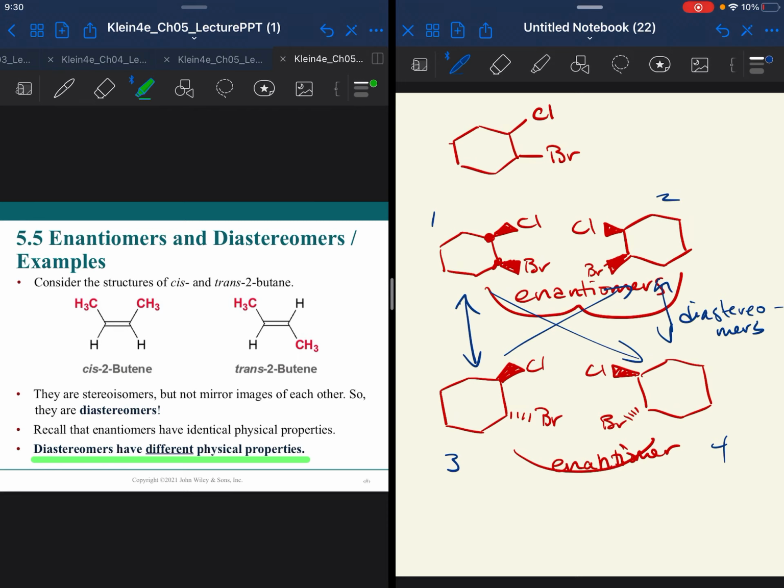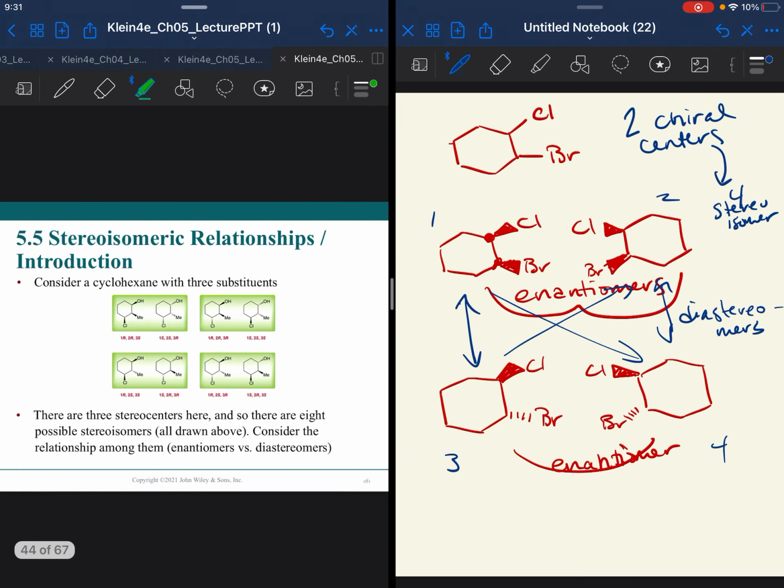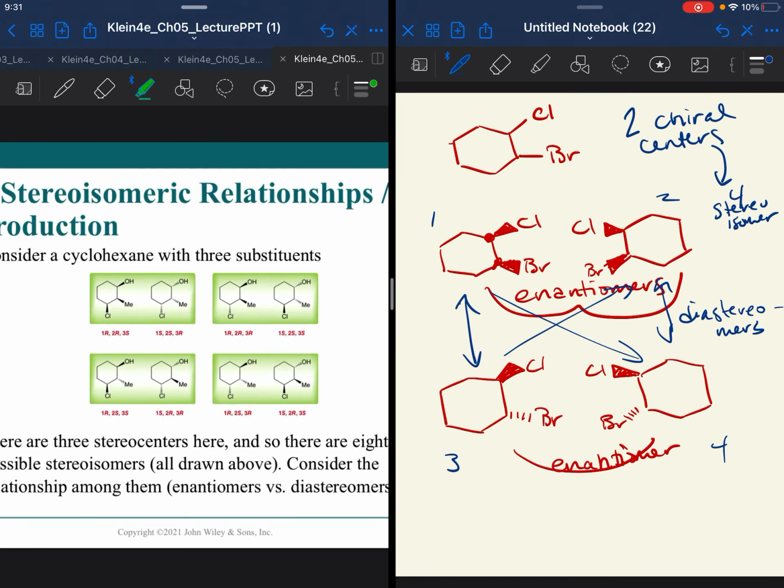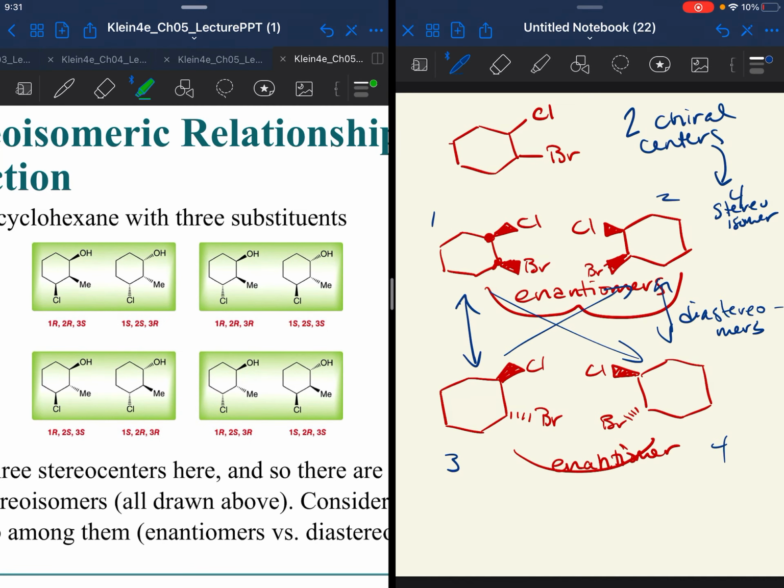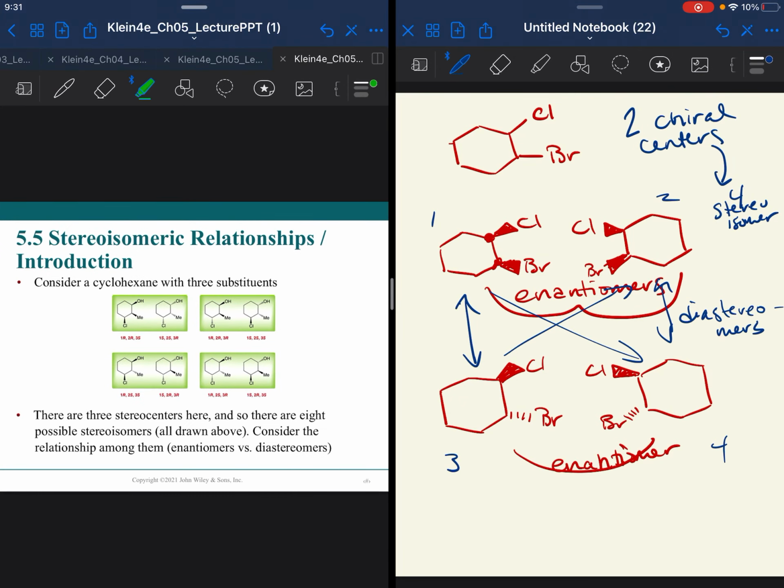diastereomers. The number of chiral centers you have increases the possible number of stereoisomers. So what you'll notice is two chiral centers, right? Two stereo centers leads to 4 stereoisomers here, right? And that is something that we see increase as you get more and more. When we look at this 6-membered ring with an OH, a methyl, and a chlorine on it, there are 3 chiral centers, and so we wind up with 8 possibilities.